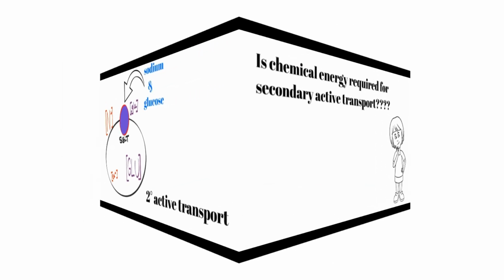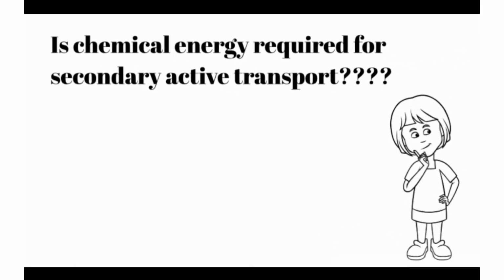Is chemical energy required for secondary active transports? That is to say, is ATP required for secondary active transport? We've already said that secondary active transport utilizes kinetic energy, but do we need chemical energy in the form of ATP for this to happen? And this is somewhat of a theoretical or philosophical question, but it's worth talking about. And my argument is yes, it absolutely does. It doesn't need it immediately in the process of secondary active transport, but secondary active transport depends on things moving down their gradients.